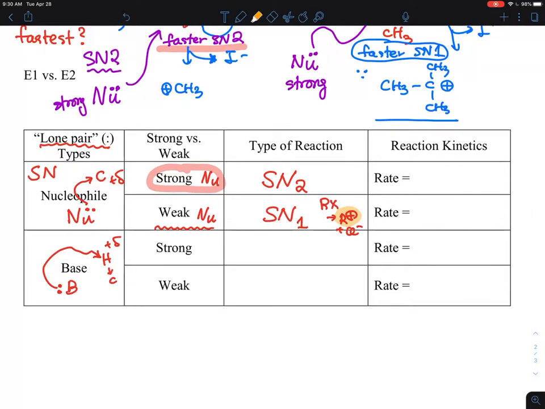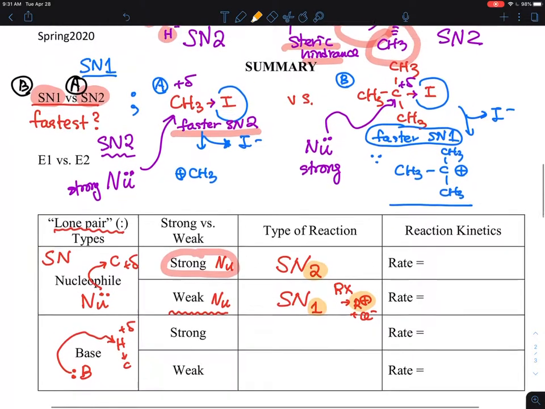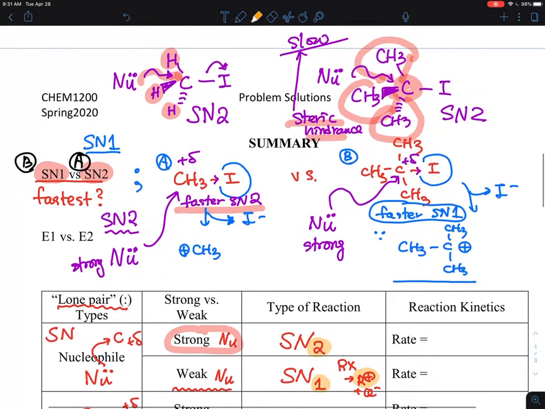So when you have a weak nucleophile, you just wait, things dissociate by themselves, and the nucleophile makes the bond. Whereas when you have a strong nucleophile, this is a push and pull mechanism, as I showed before, right here.